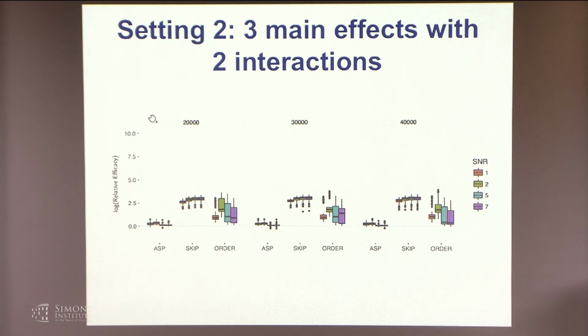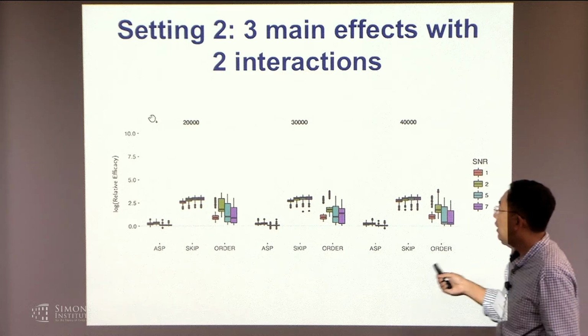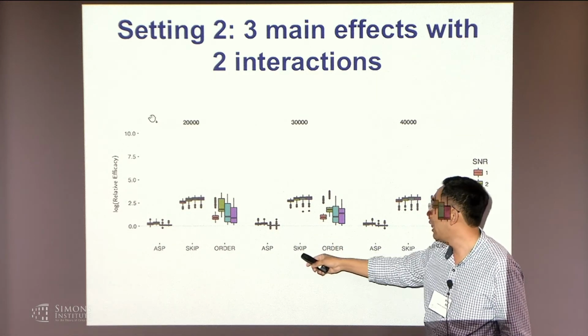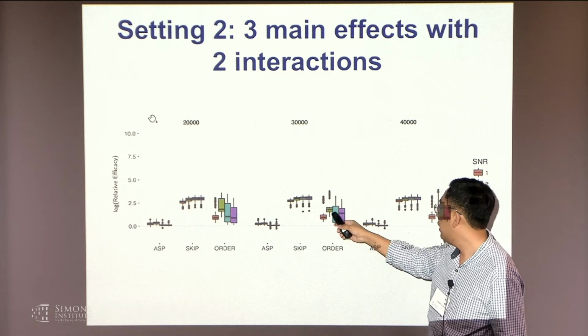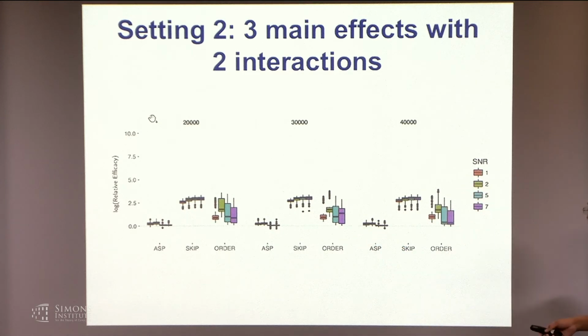Let's fix the number, and using this, it seems there is a lot of variability, and it works not as well as this. The second scenario has 3 main effects and 2-way interactions, and in this case, we can see the skip method begins to work not as well as our method, and the other methods still have a lot of variability.